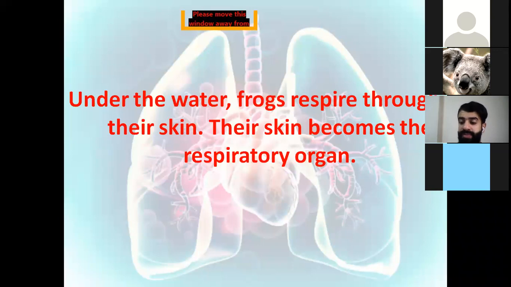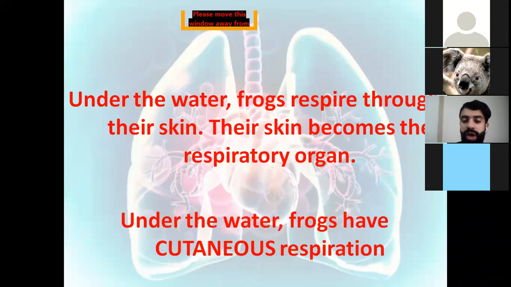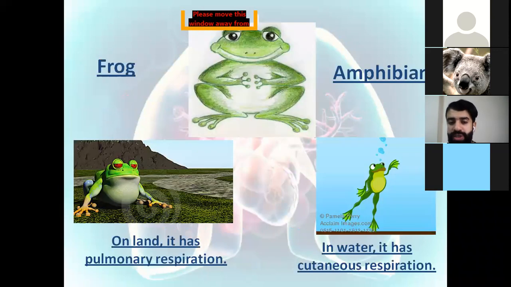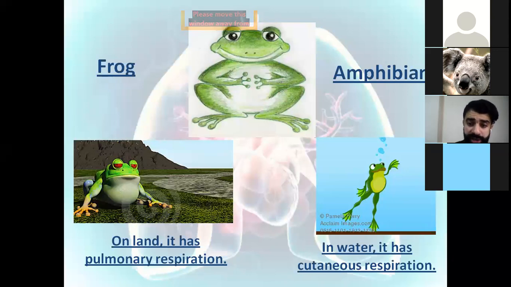So the skin becomes the respiratory organ. So under the water they have cutaneous respiration. That is special about the frog. Frog is an amphibian, meaning that an animal that lives both on land and in water. On land, they breathe through the lungs, so they have pulmonary respiration. While in water, they breathe through skin, so they have cutaneous respiration.